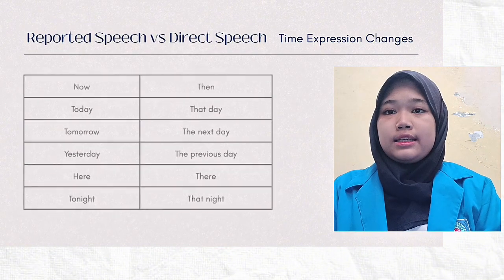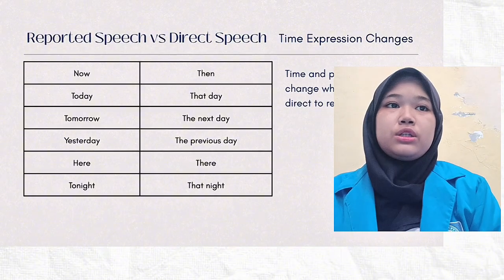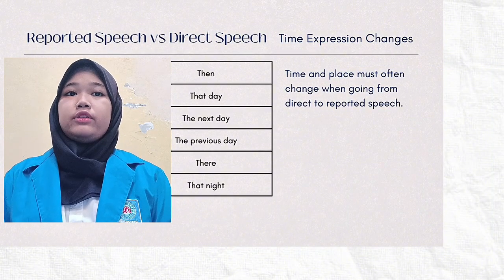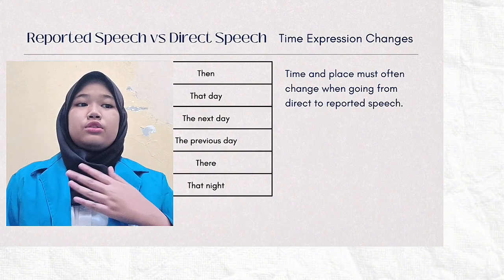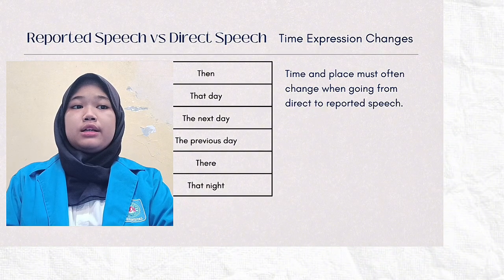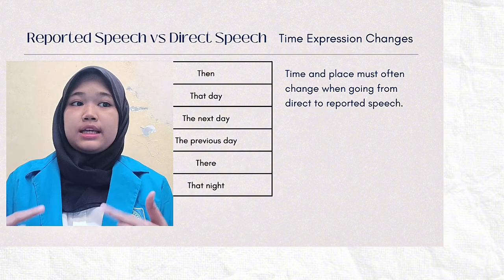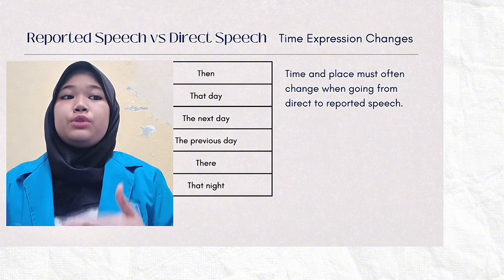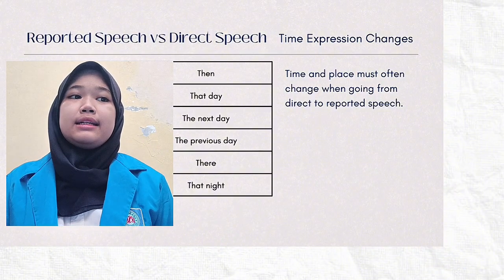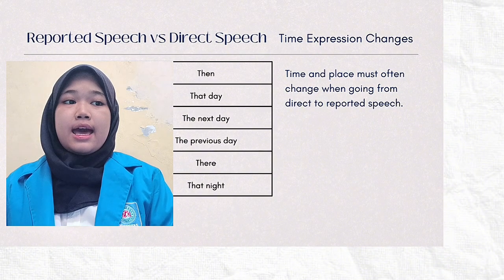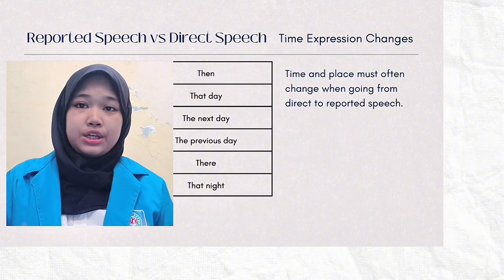Okay, so here are the time expression changes in reported speech and direct speech. Time and place must often change when going from direct to reported speech. So, when the direct speech says now, in reported speech we say then. The direct speech says today, in reported speech we say that day, and in direct speech we say tomorrow, and in reported speech it is the next day. Yesterday becomes the previous day, here changes to there, and tonight changes to that night.